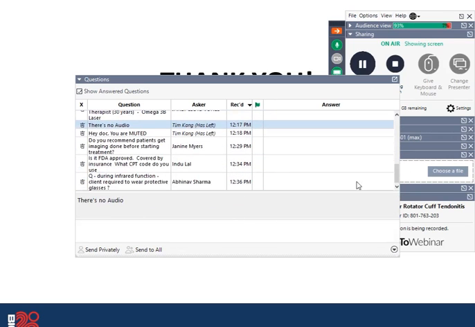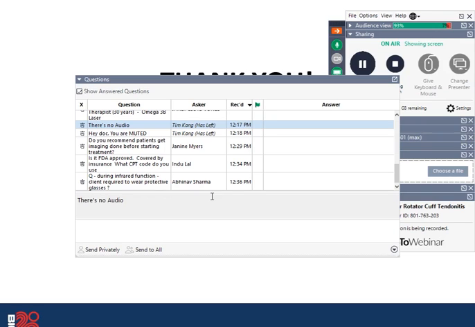I do have a question here. During infrared, is the client required to wear protective glasses? The only time that we recommend wearing the glasses is when we use the class 3B laser, so the LDI 100 or 200.